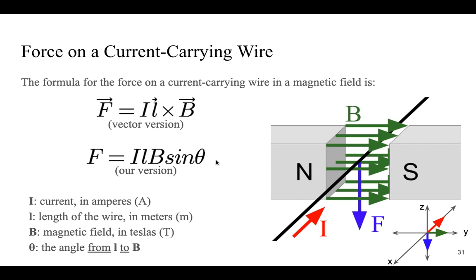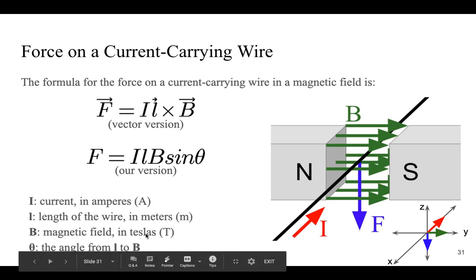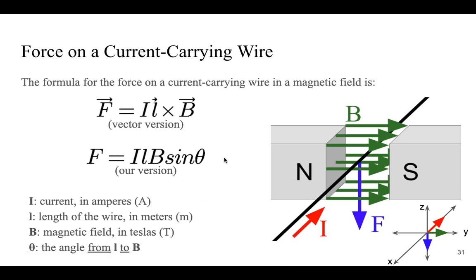We're mostly going to do it this way. This is our version, kind of the scalar version. We're just going to say F equals ILB sine of theta, where theta is the angle from L, the length of the wire, to B. So this formula works when you have straight wires and constant magnetic fields. I is the current, in amperes, of course. L is the length of the wire, in meters. B is the magnetic field in units of Teslas. And theta is the angle from L to B. So you need to know that angle as well.